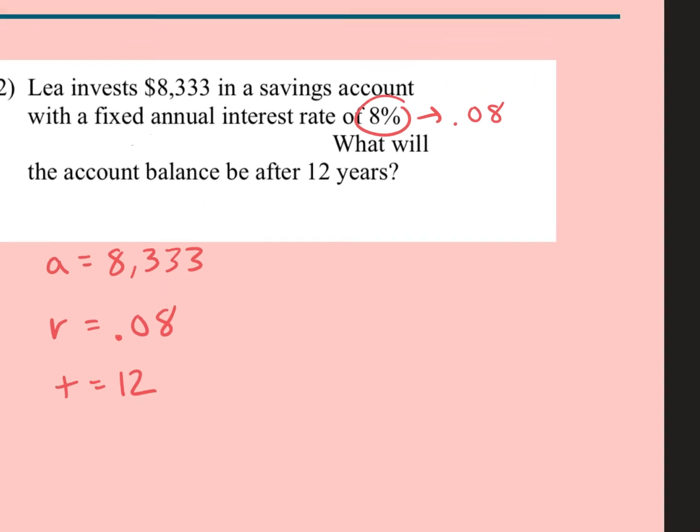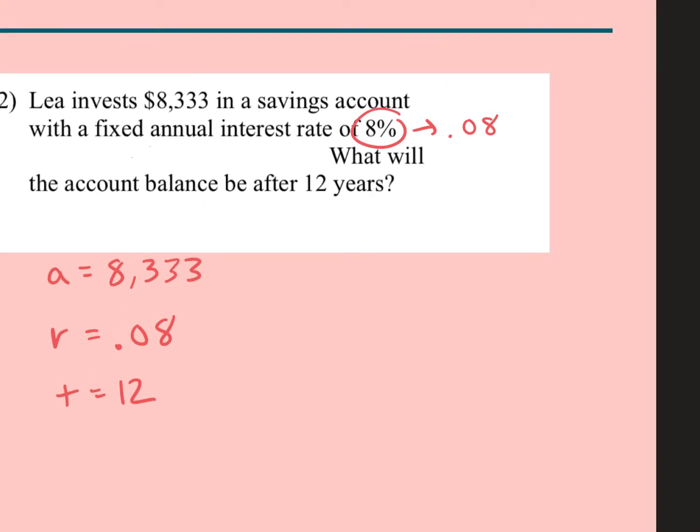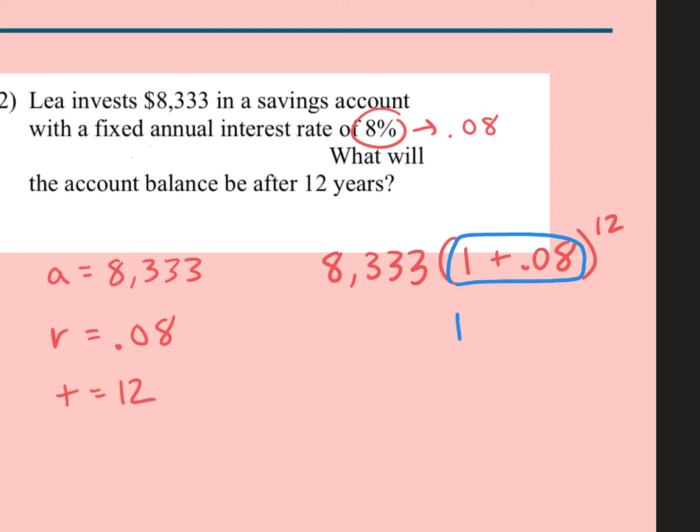So let's plug everything in. So we have 8,333 times 1 plus the rate, which is 0.08, to the power of t, which is 12. What do I have to do first? 1 plus 0.08, so that gives me 1.08. Then I do the exponent.